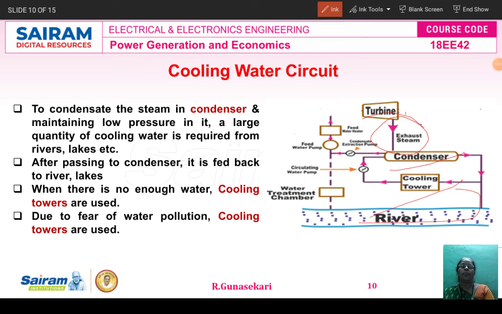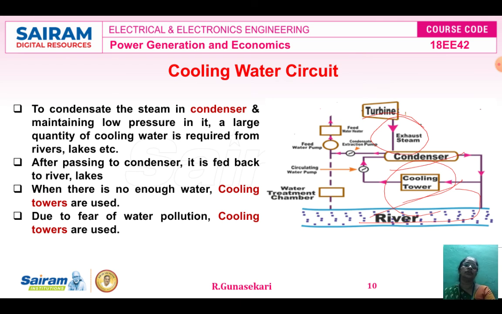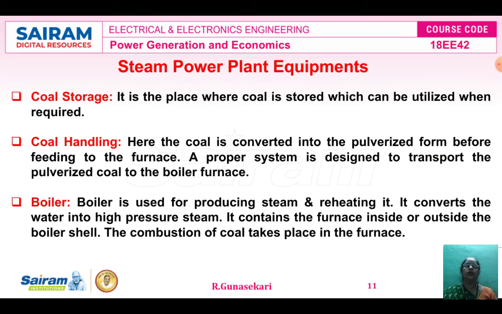If there is not enough water, the cooling towers are used in the cooling water circuit. Due to the fear of water pollution, the cooling towers are used in the steam power plant. So this is the function of the cooling water circuit. Now we will study in detail the function of each equipment used in the steam power plant.